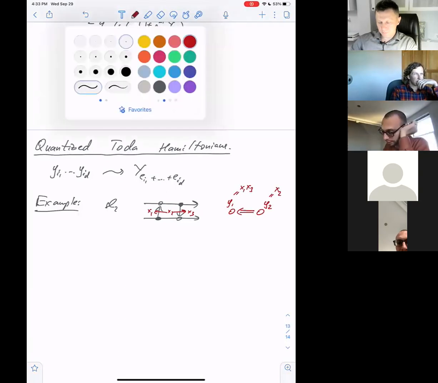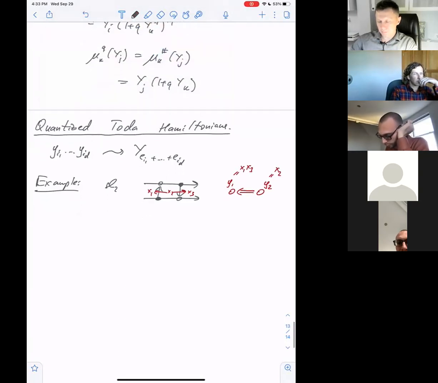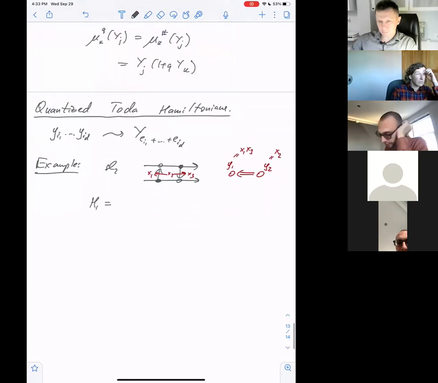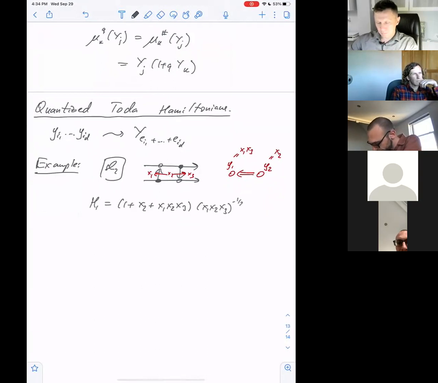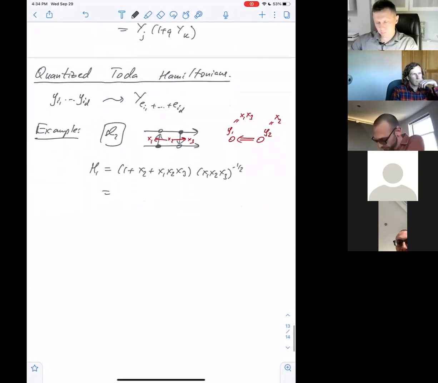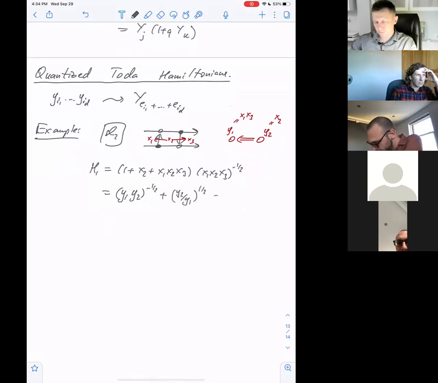And then, what's H1? The only non-trivial Hamiltonian would be the trace. So H1, the trace, will be just 1 plus x2 plus x1 x2 x3. But remember, if we want to do the SL2 case rather than the PGL2 case, we need to divide by the square root of the determinant. So if we spell it out, we get y1 y2 to the power minus 1/2, plus y2 over y1 to the power 1/2, plus y1 y2 to the power 1/2.